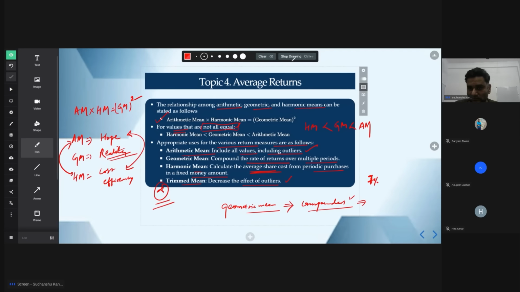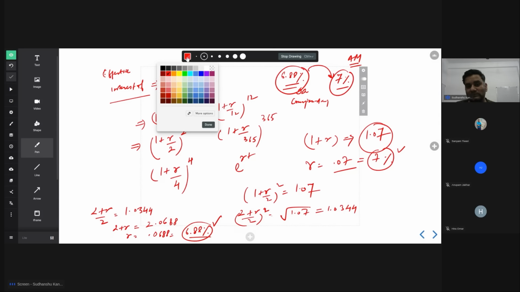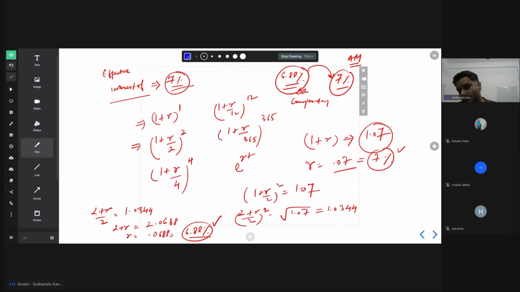So the whole idea is this. If you want to achieve the desired effect of 7%, let's say your objective is to get a 7% return, then with the arithmetic mean you have to use 7%. But with the geometric mean you can achieve the same thing with 6.88. Now, let's say I take quarterly compounding, 4-period compounding. Let's solve this. Let's say 1 plus r by 4, and I try to get 7% in quarterly compounding, 4 time compounding. You will see this value goes much lower.